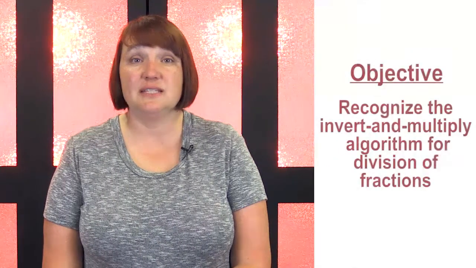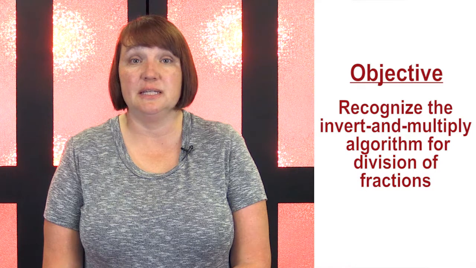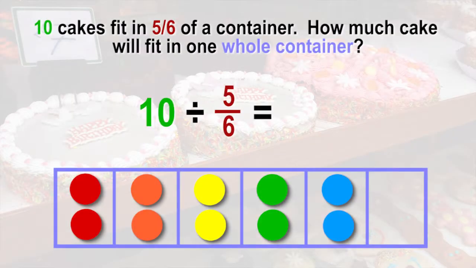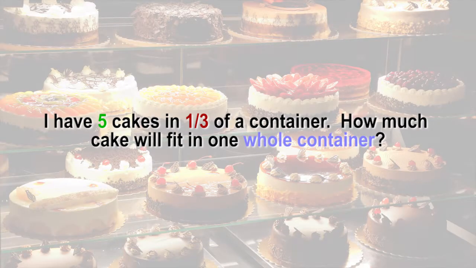The objective of this lesson is for students to recognize a pattern that leads to an understanding of the invert and multiply algorithm for division of fractions. The problems in this lesson will be the partitive interpretation of division. Partitive interpretation is a form of division where the number of groups is known, but the size of each group is unknown. Let's solve the following problem.